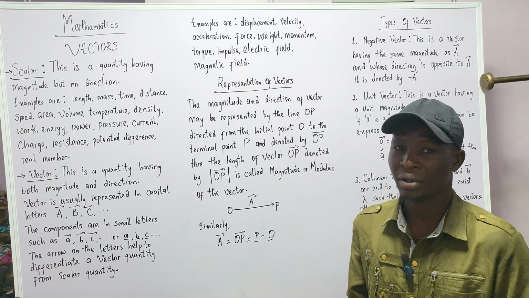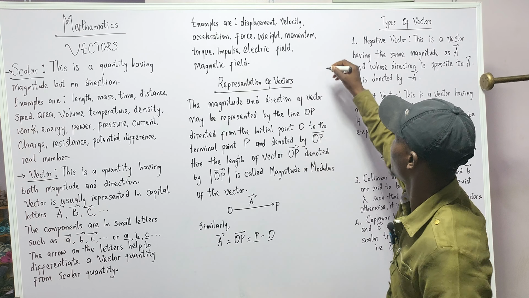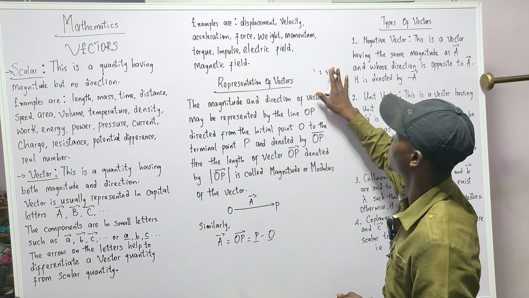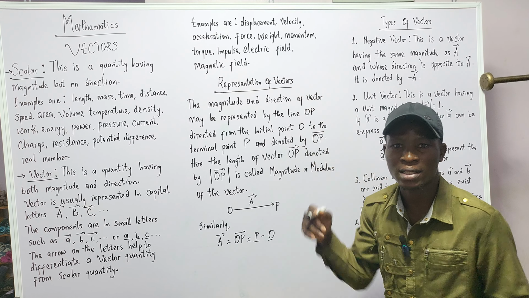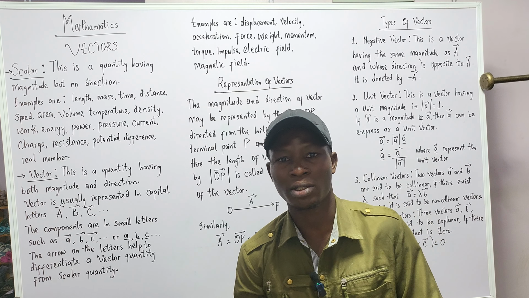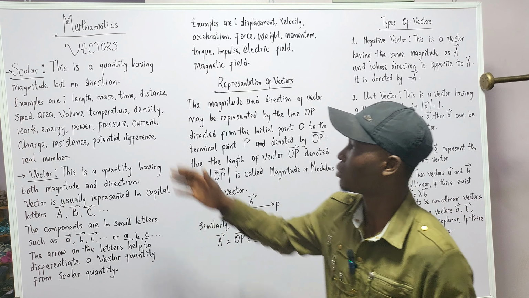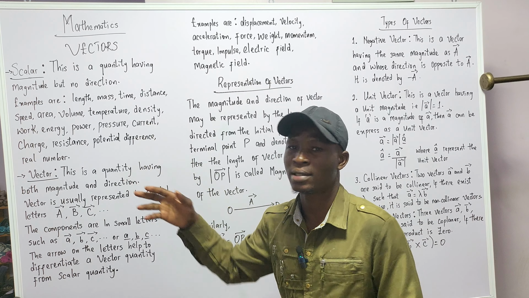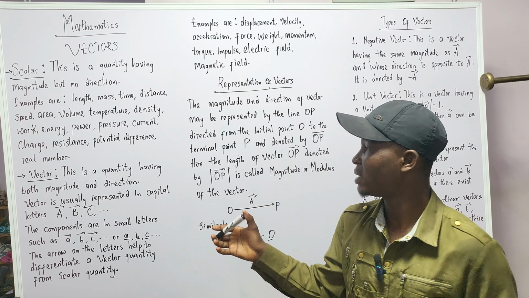Because what do we mean by a real number? A real number is just something like 1, 2, 3. It's just dealing with size, just the magnitude. So a real number is also a scalar. And you also know that current is also a scalar, because current is different from charge.